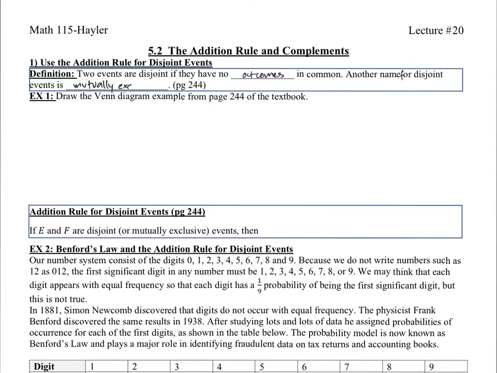Exclude. Lots of interesting words here.